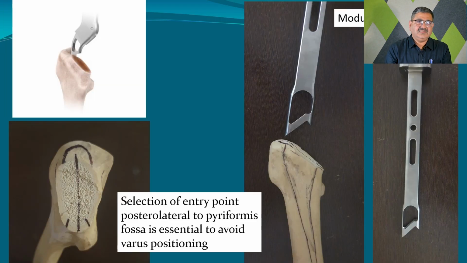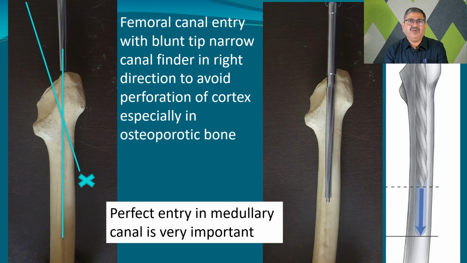Then selection of the entry point, posterior lateral wall to piriformis fossa, is essential to avoid varus positioning. You can use the modular box osteotome. Then femoral canal entry with a blunt-tip narrow canal finder in the right direction to avoid perforation of the cortex, especially in osteoporotic bone.